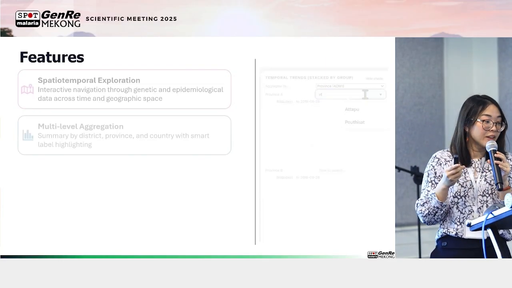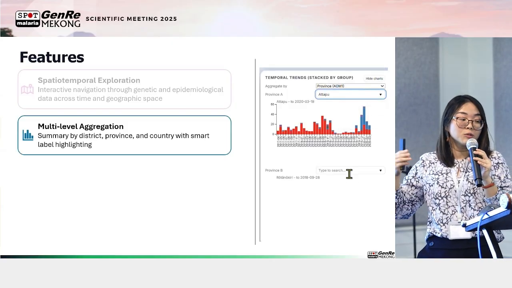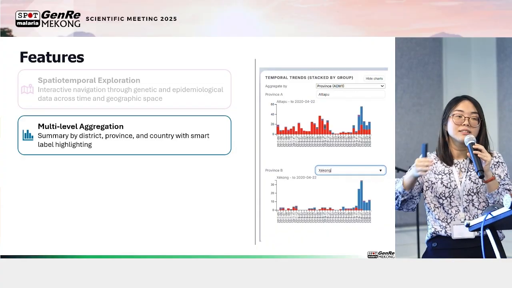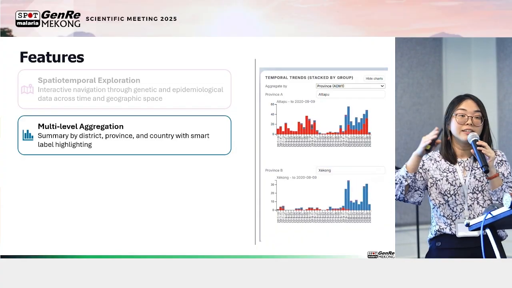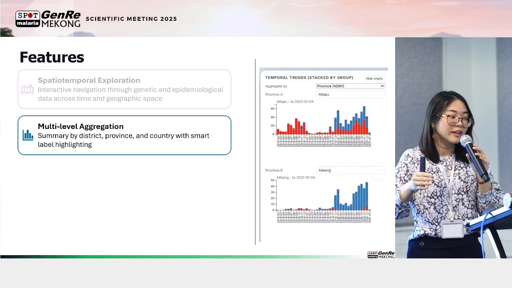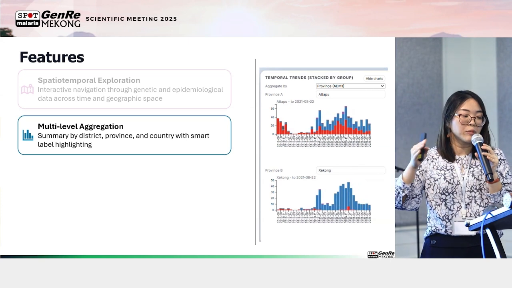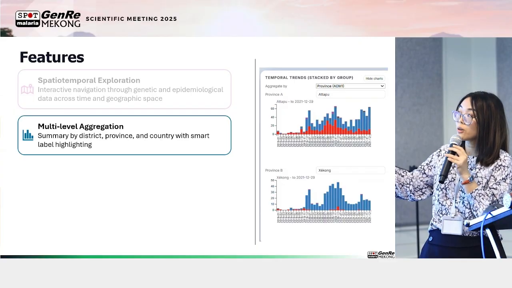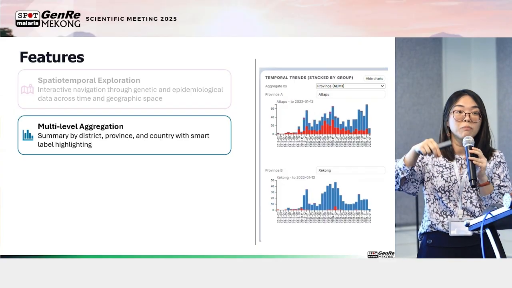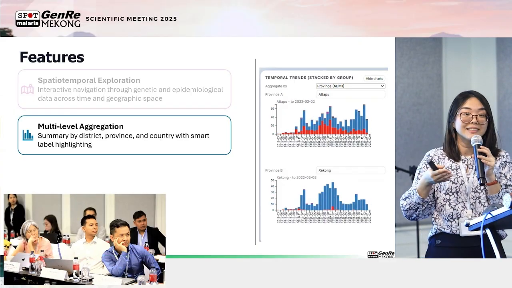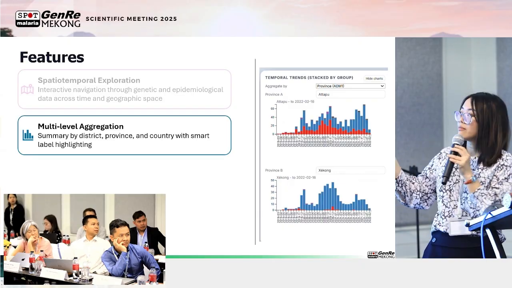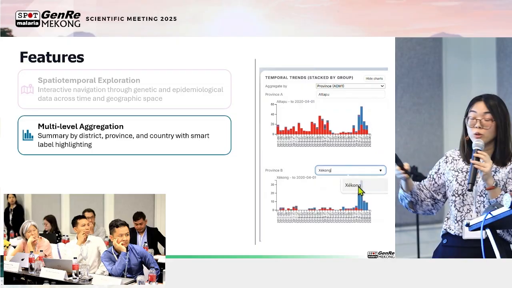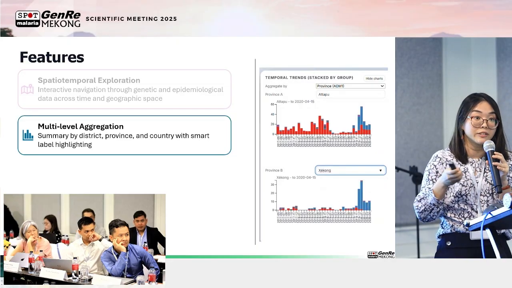And then you can also explore the temporal trend and summarize the data in the chart at different administrative levels. It can be at district level, province level, and country. And the colors also correspond to the same colors as your map. So if you set it as, let's say, species, where red is PF and blue is PV, for example, then you also see that on the chart at the same time.